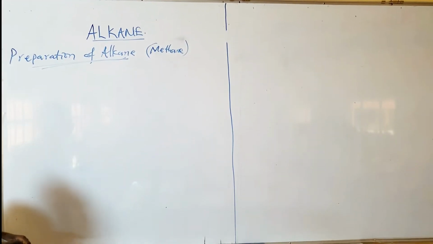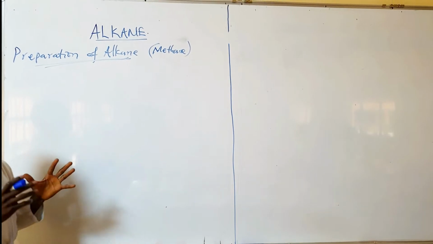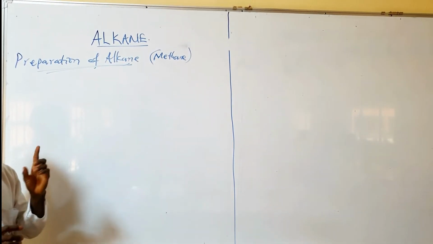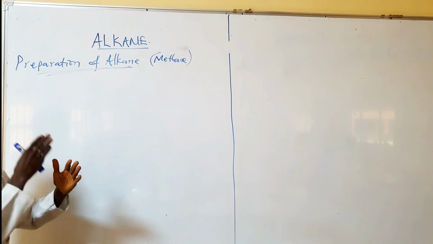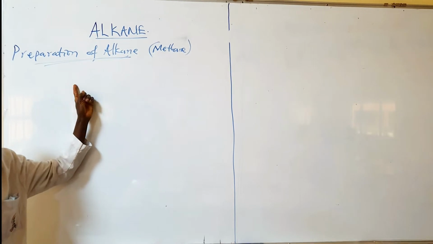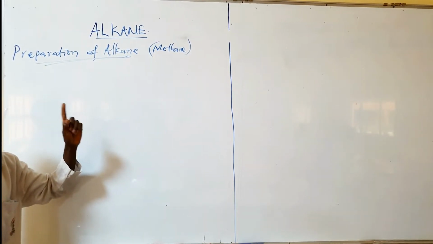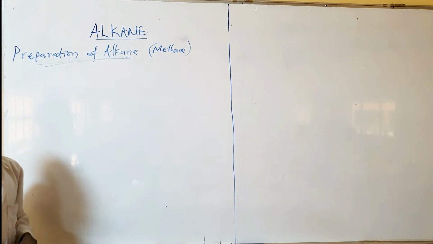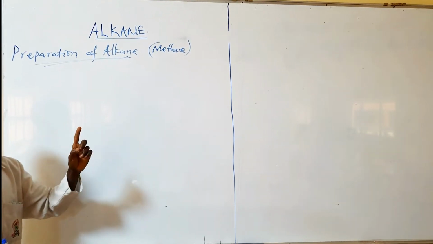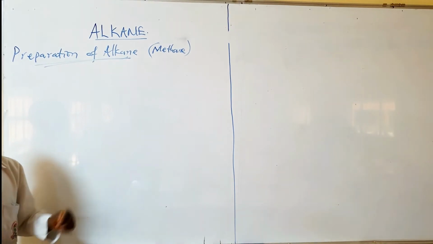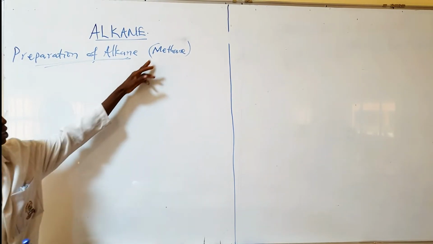Preparation of alkane. Remember in the characteristics of homologous series, we say one of the characteristics is they have the same method of preparation, which means the same method you use to prepare the first member of that homologous series is what we use to prepare other members of that homologous series. What we are saying is the same method used to prepare methane is what we use to prepare ethane, and so on. So let's pick methane.